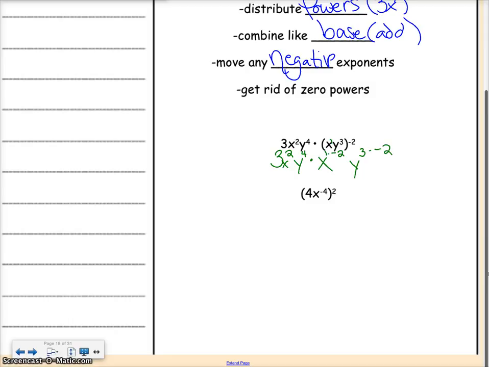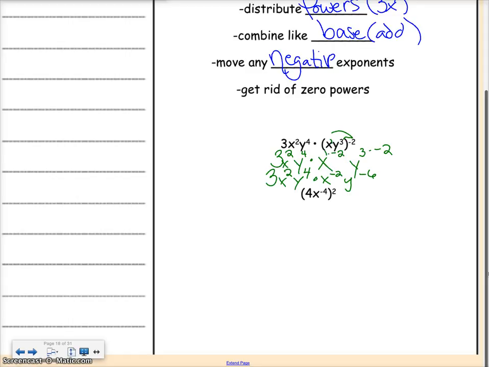I'm serious. You got to multiply that negative 2 to everything inside the parentheses. I'm just going to pretty this up a little bit. This is 3x squared y to the 4 times x to the negative 2, y to the negative 6. That was step 1. That's distributing my exponents. Now I can add. I can combine my like bases.